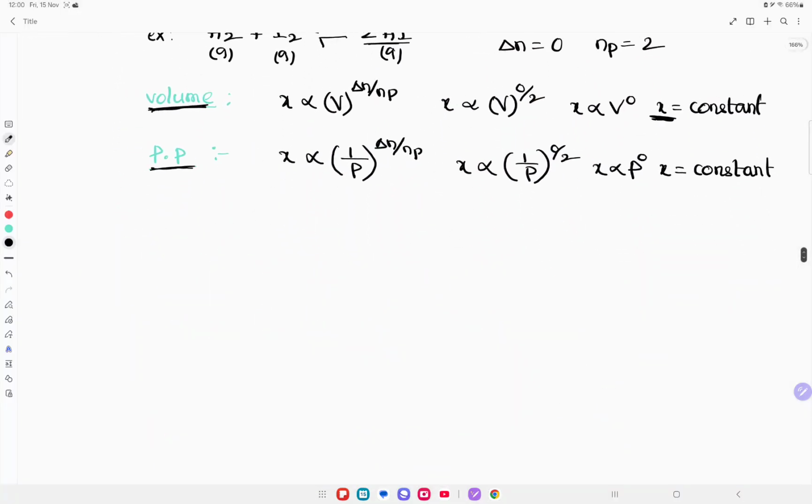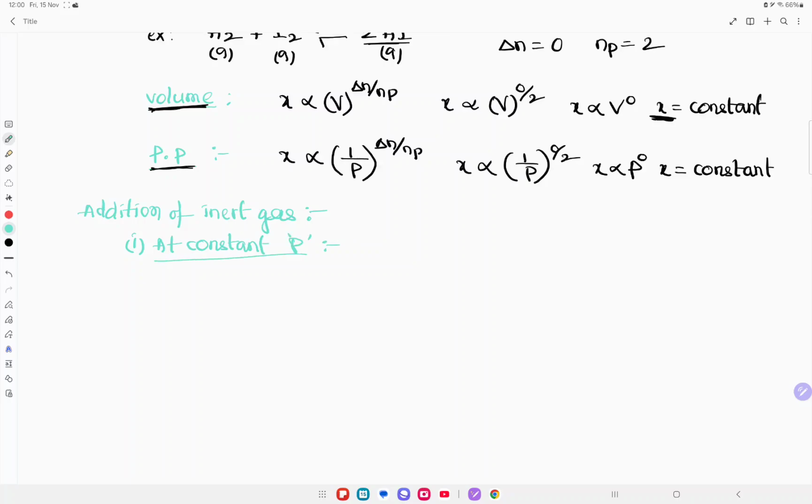Next, addition of inert gas. Inert gas does not react with reactant molecules or product, but what happens? The total number of gaseous molecules increases, and total pressure increases. This is the concept. So addition of inert gas in two conditions. First, addition of inert gas at constant pressure.